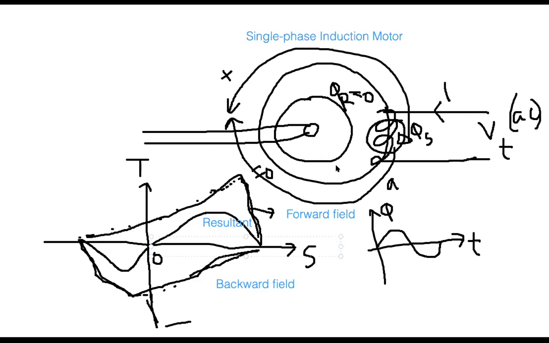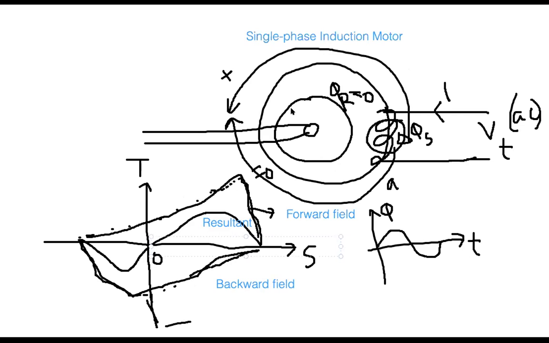That is the reason why a single phase induction motor is not self-starting, because it produces two magnetic fields. One rotates in the forward direction, the other rotates in the backward direction, and they cancel each other. Consequently, at the starting point, torque is zero.